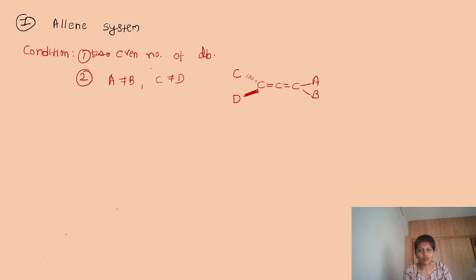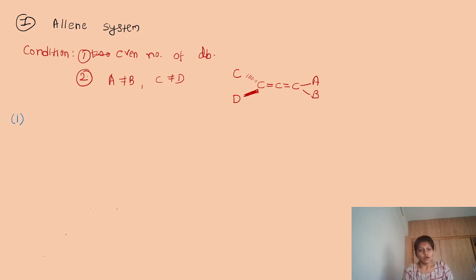First one is it must contain an even number of double bonds. Second one is that the functional groups A is not equal to B, C is not equal to D. Okay, so one by one I will give you examples. Suppose, first example.